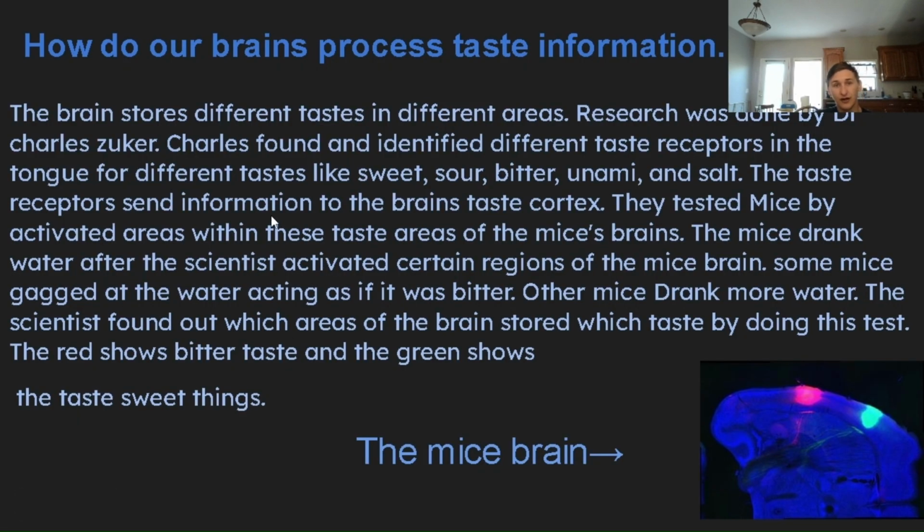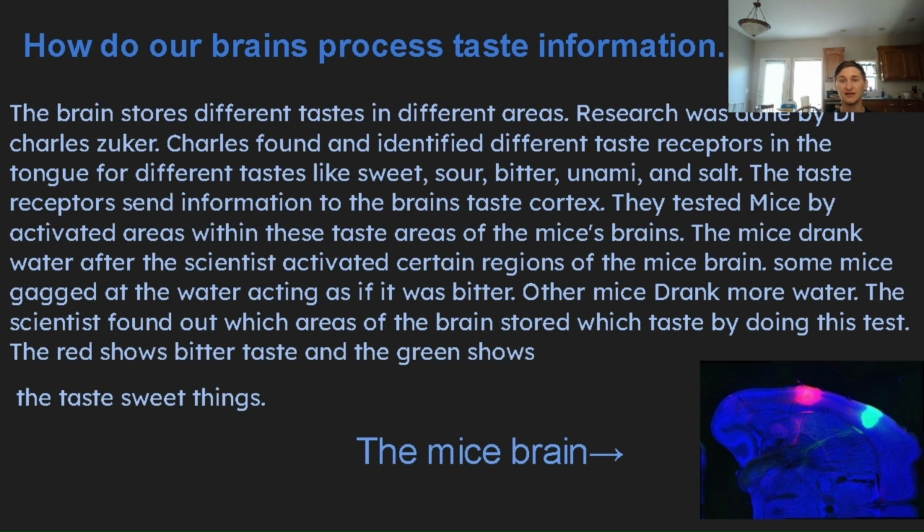How do our brains process taste information? The brain stores taste in different areas with different tastes. Research was done by Dr. Charles Zucker. He found and identified different taste receptors in the tongue for different tastes, like sweet, sour, bitter, umami, and salt. The taste receptors send information to the brain's taste cortex.